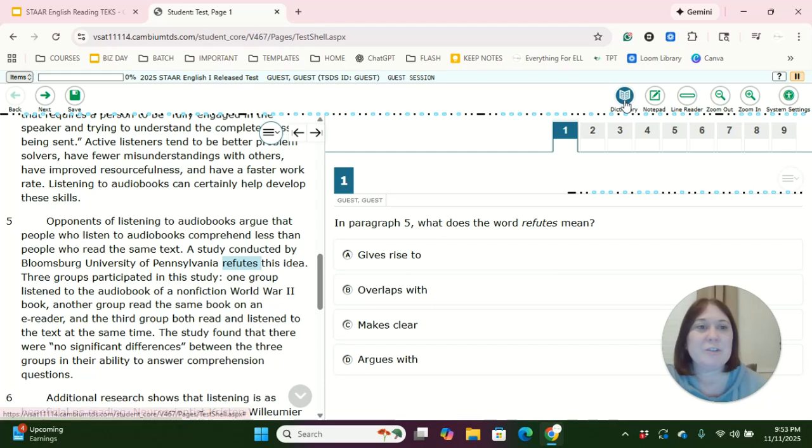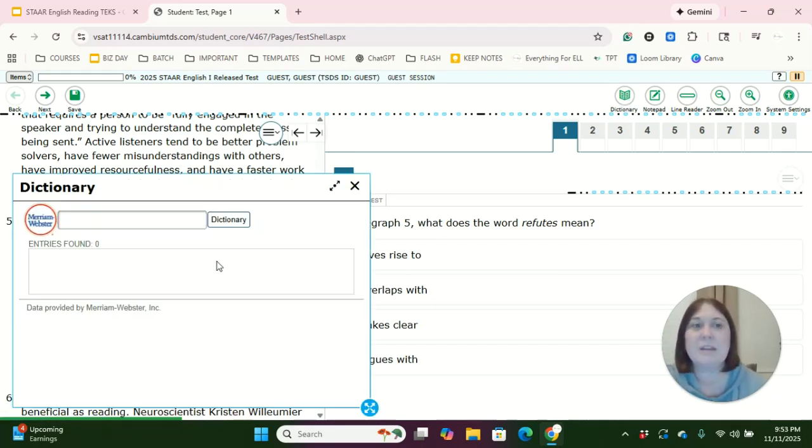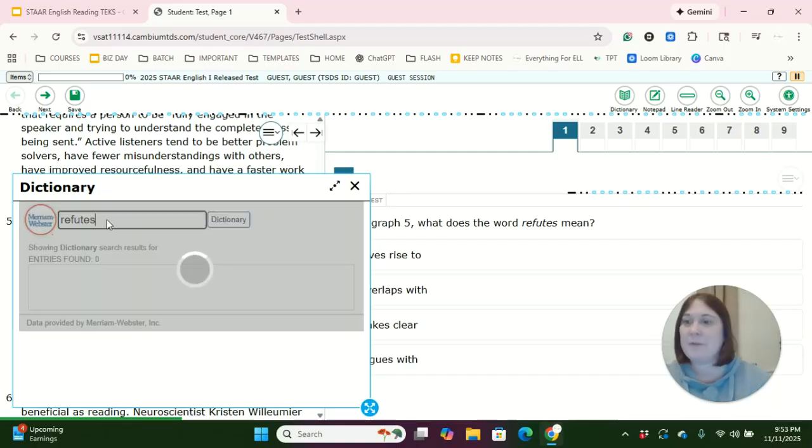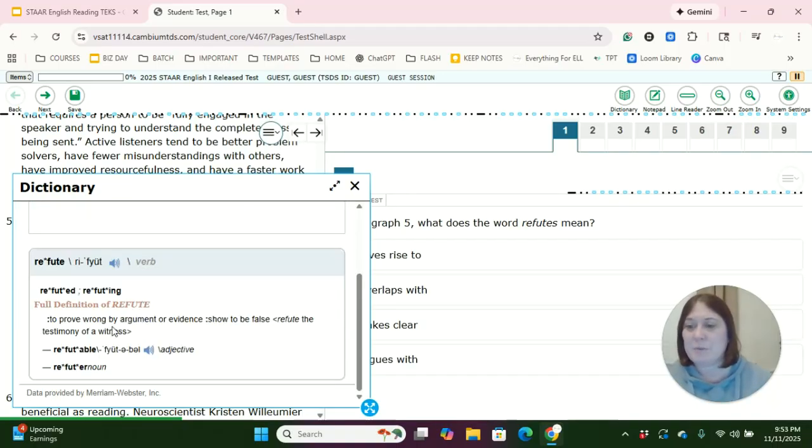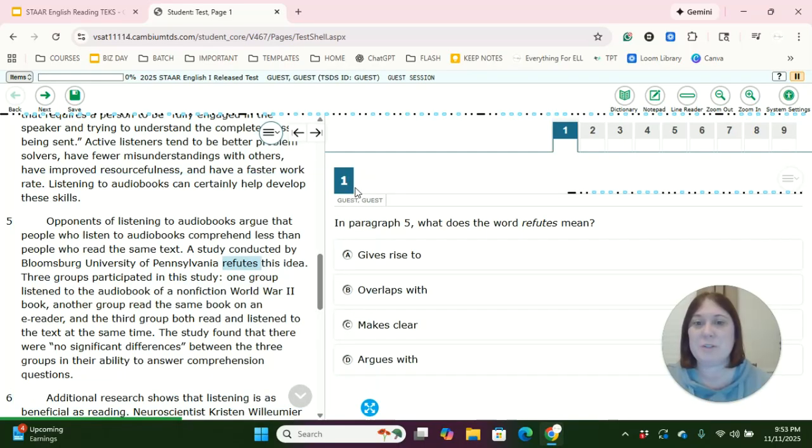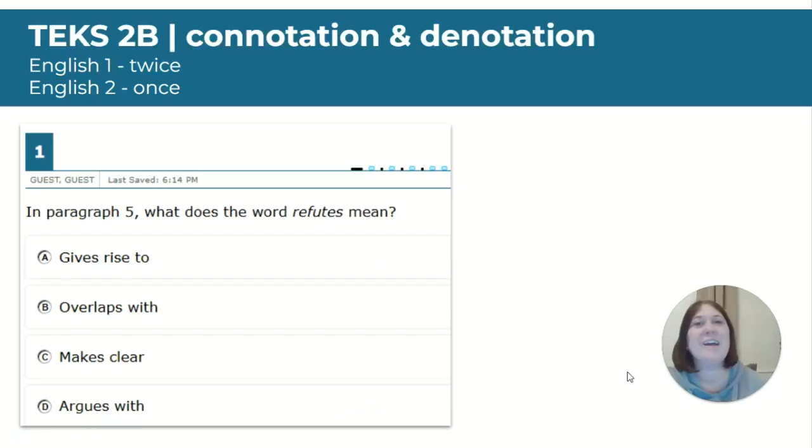But the other thing your students can do is use this online dictionary. Now, when they type in the word refutes, it's not going to give them the word refutes, but it will say, did you mean refute? Or we did find refute. And when you scroll down, again, you can see the word argument. So this question, if your students have these 2 strategies, can be an easy point for your students to get.